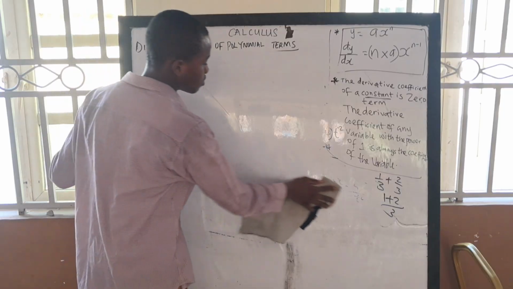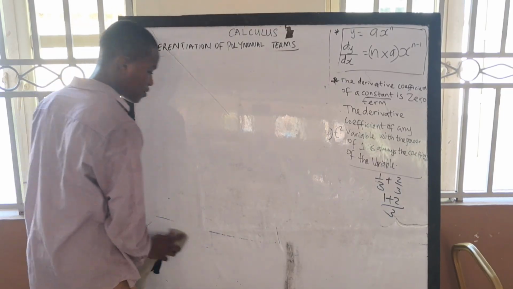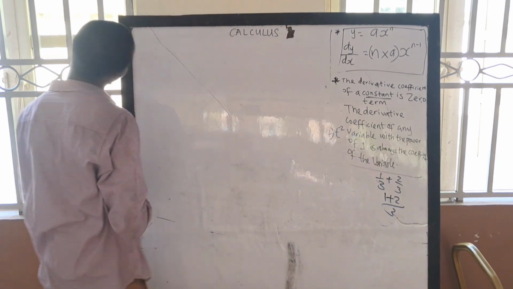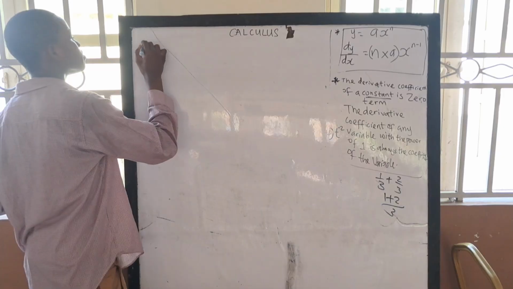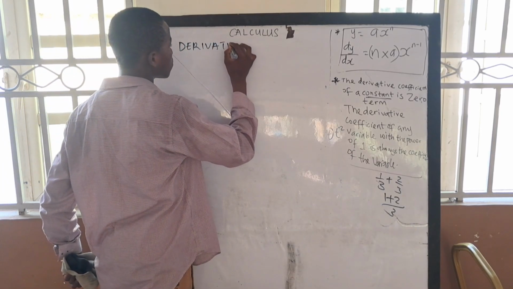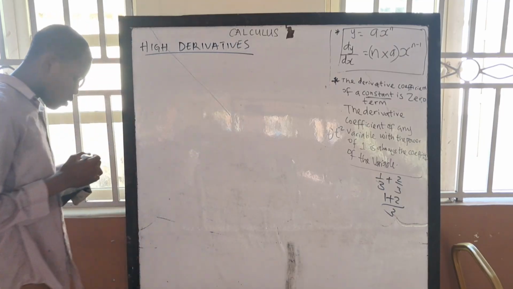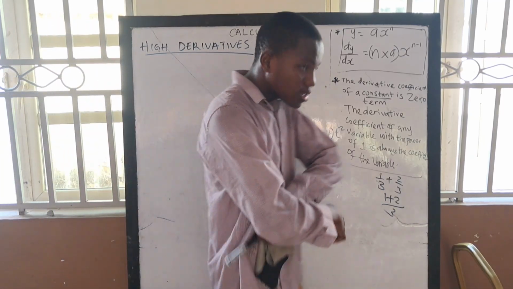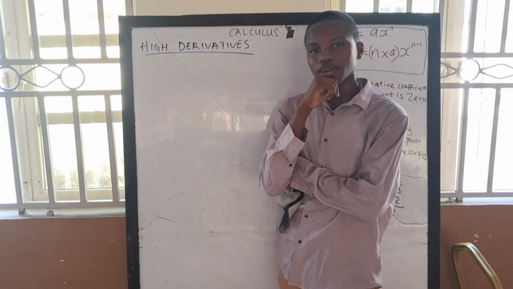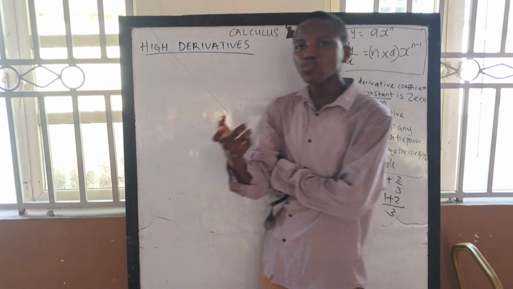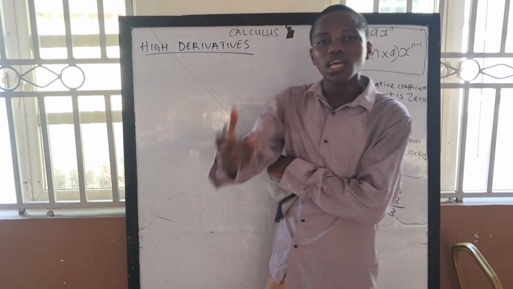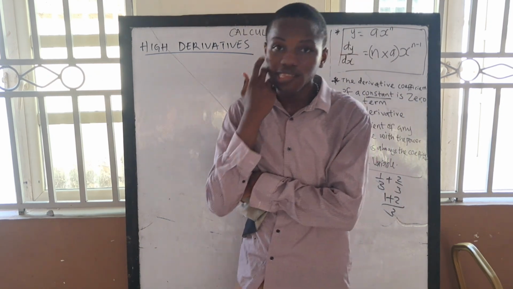Higher derivatives. Now, imagine, let's have this scenario. We are asked to find dy dx, right? You've gotten your dy dx. They now ask you to differentiate it again. That is, find the second derivative of your answer. That's the meaning of higher derivative. That means you are increasing the number of times you are differentiating that variable.